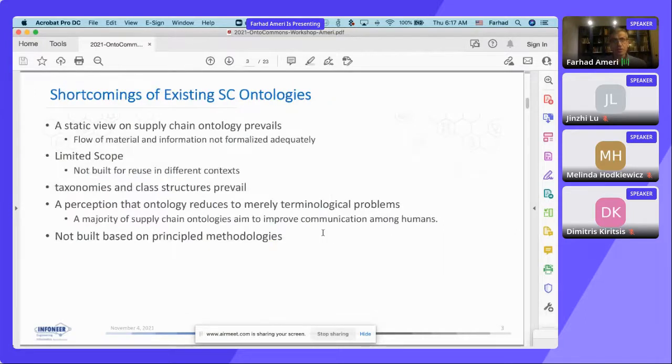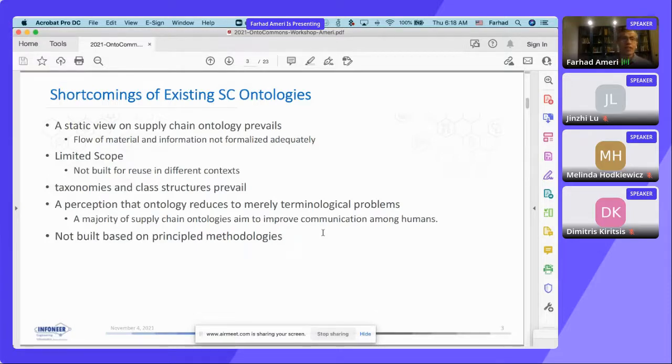There are lots of ontologies, in fact, for supply chain. If you go to Google and do a search on ontologies for supply chain, you'll find a lot. But still, the interoperability problem in supply chain is not resolved. There are several issues that contribute to this lack of success. One is, in most supply chains, a static view of supply chain prevails. So flow of materials and information is not formalized adequately. Most of them have limited scope, not built for reuse in different contexts.